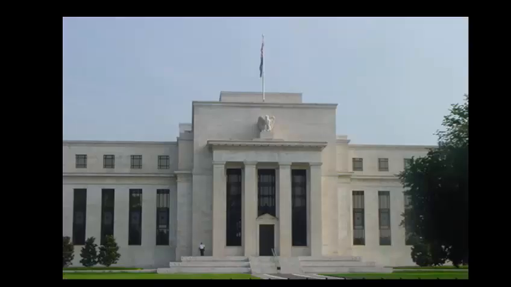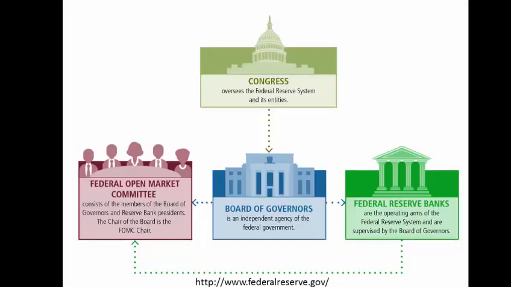Our central bank is called the Federal Reserve, and we have the Federal Reserve System. Congress oversees the Federal Reserve, but the Federal Reserve is a quasi-organization comprised of Federal Reserve banks, Board of Governors, and the Federal Open Market Committee. Let's start by looking at the Federal Reserve banks.